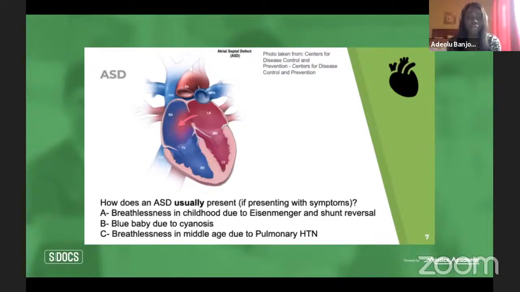So the answer for the question on the screen, how does an ASD usually present, is it'll basically be C, so breathlessness in middle age due to pulmonary hypertension. And that's because you won't get symptoms until that kind of older age.